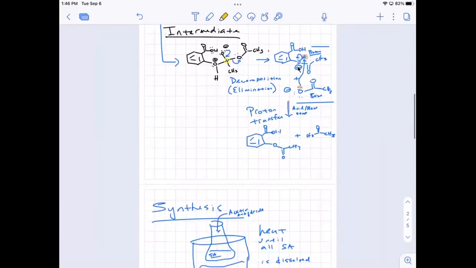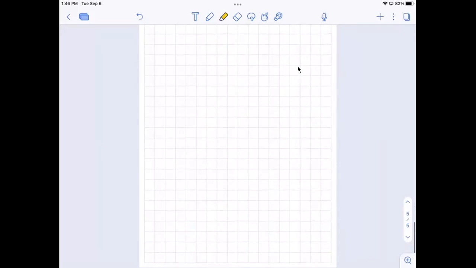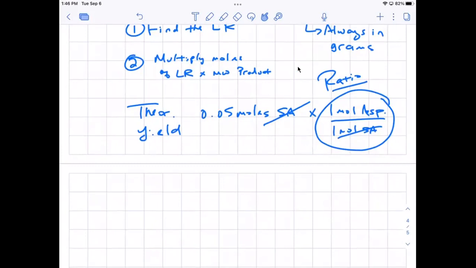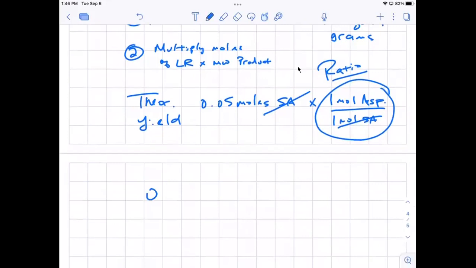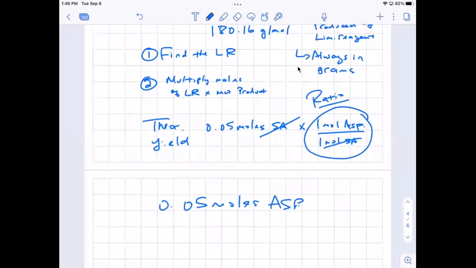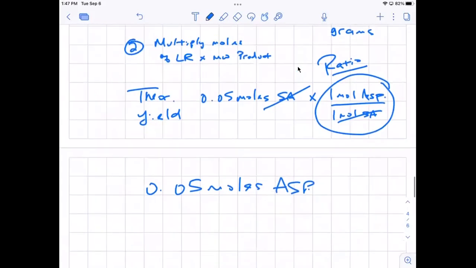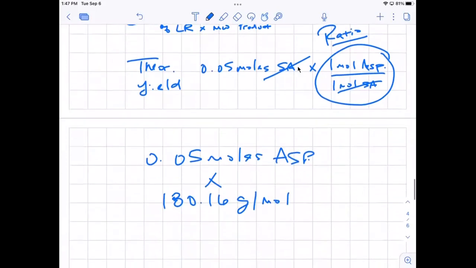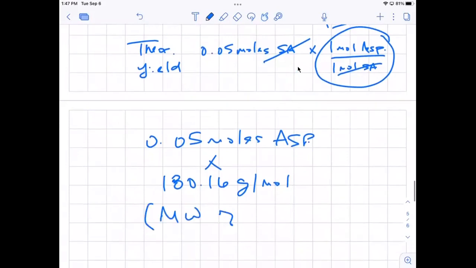All right. So let's go back to here. We know the answer to this equation right here is 0.05, right? We just multiply that times 1. So that is 0.05 moles of aspirin. And we also know the molecular weight of aspirin, which is 180.16. So we're going to take that times 180.16 grams per mole, which is the molecular weight of aspirin.